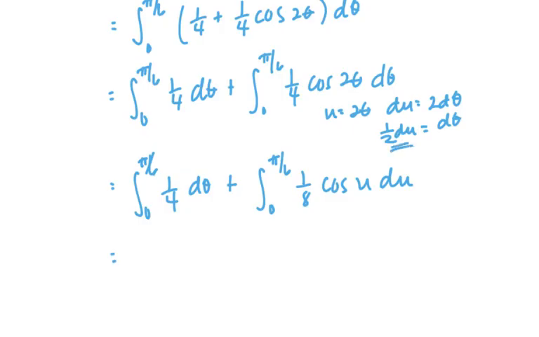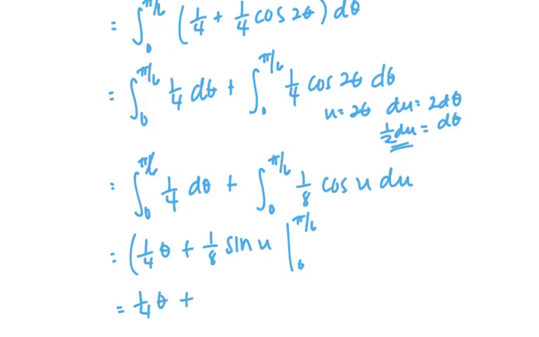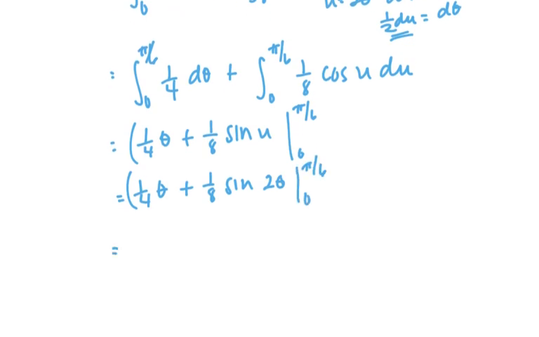So now we can integrate, and we get 1/4 theta, plus 1/8, and the integral of cosine is sine of u, from 0 to pi over 6. So we can call this 1/4 theta plus 1/8, and this really is sine of 2 theta from 0 to pi over 6. So let's plug in pi over 6. We have 1/4 times pi over 6 plus 1/8 times sine of 2 pi over 6, which is sine of pi over 3.